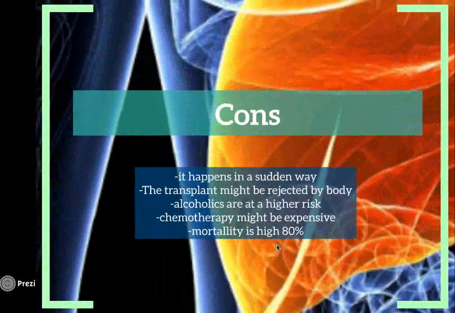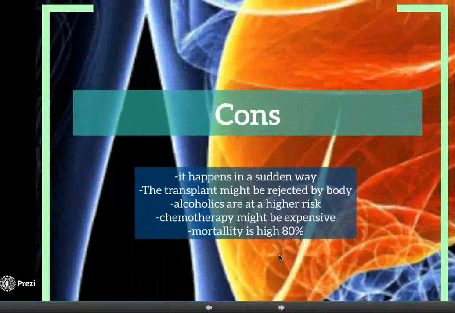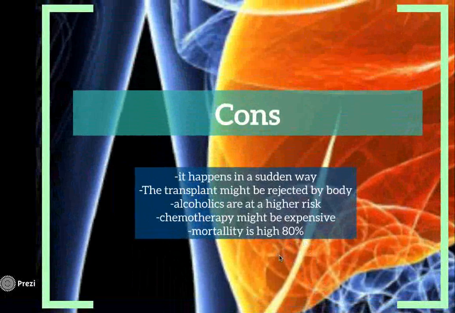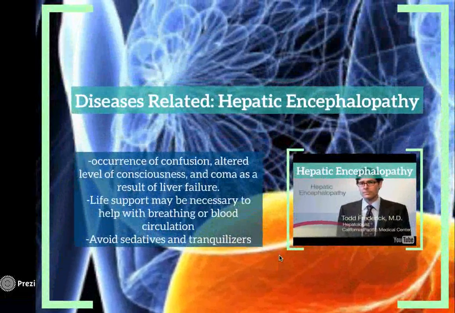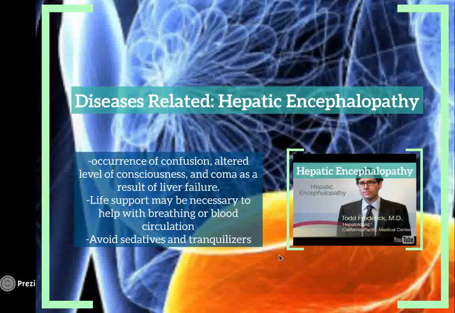cancer. Cons. It happens in a sudden way. The transplant may be rejected by the body, and also alcoholics are at higher risk. So people that tend to drink a lot, please quit, or at least try to reduce the number of drinks you have. Chemotherapy may be expensive, and mortality rate is high, which is 80%. If I'm not mistaken, this is the second deadliest type of cancer.